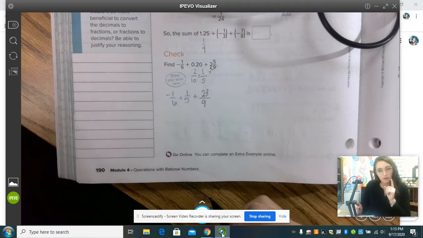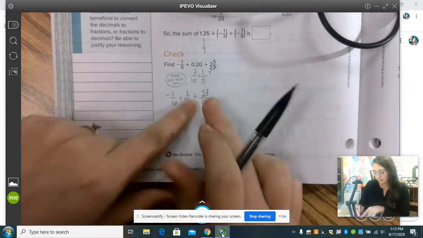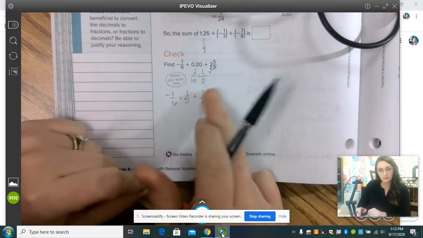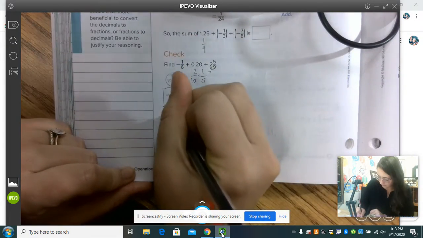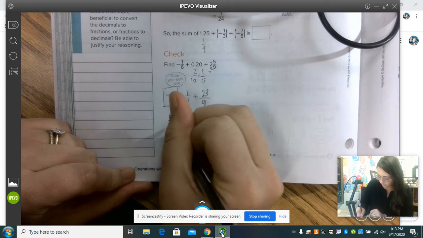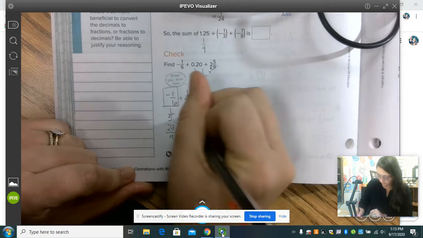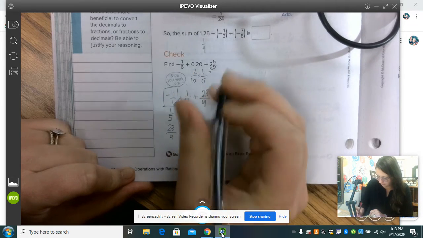Okay, actually, something that might be better here. These are both positive. Let's put these together first. So we're going to leave this one. Okay, so now we're doing 1/5 plus 23/9. Okay, this is going to be a tough problem. All right.